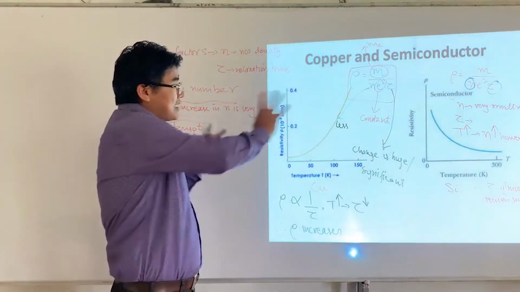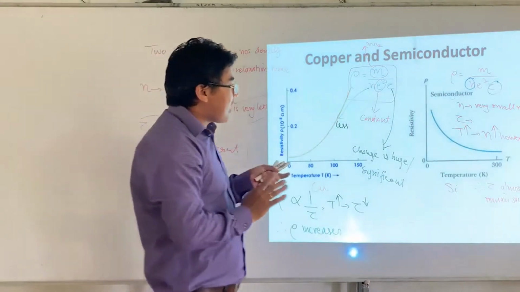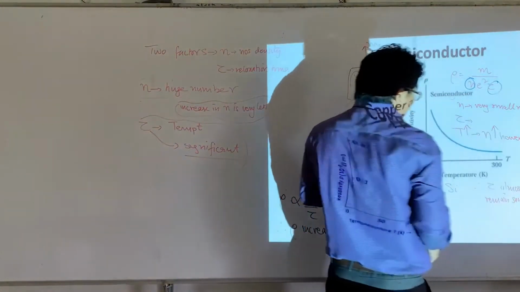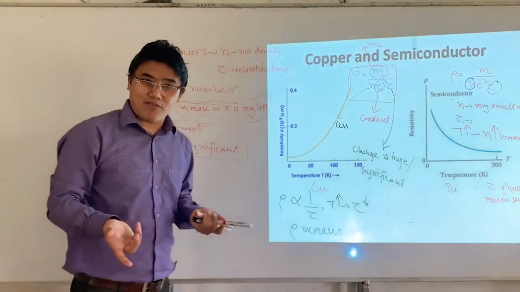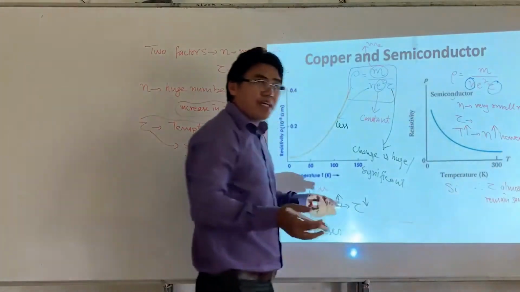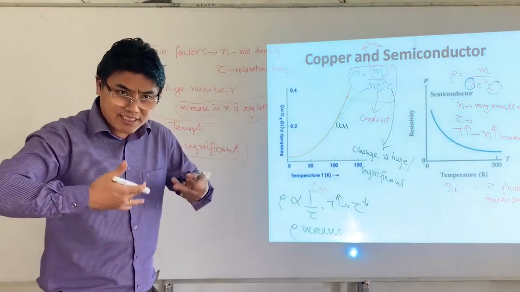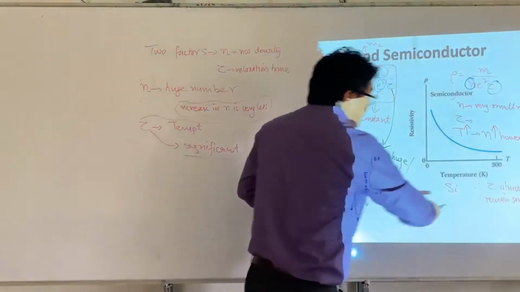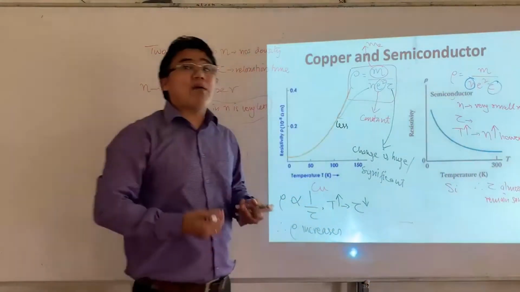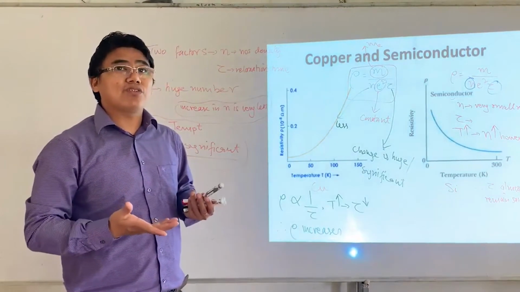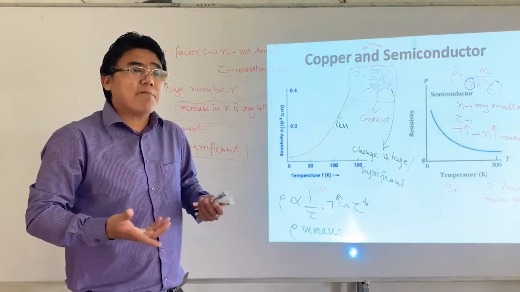That means this is just the opposite, right? As far as a semiconductor is concerned, the change in n with temperature is very significant. There is a significant change in the number with increase in temperature. However, there is an insignificant change in the relaxation time. Why? Because the numbers are still small.